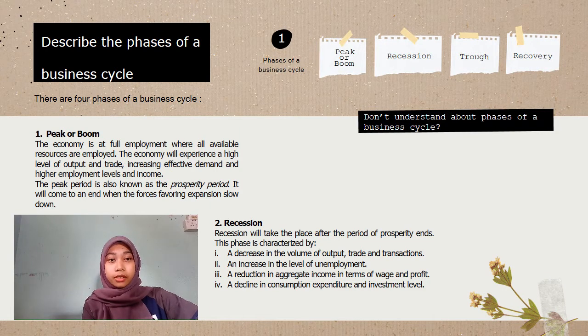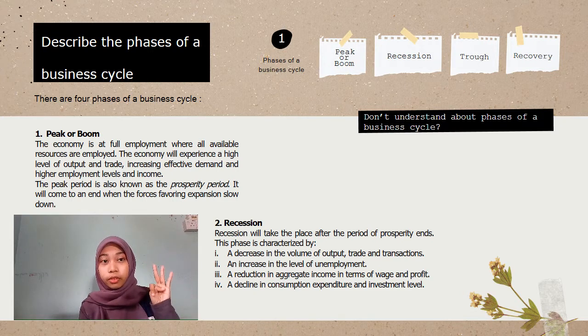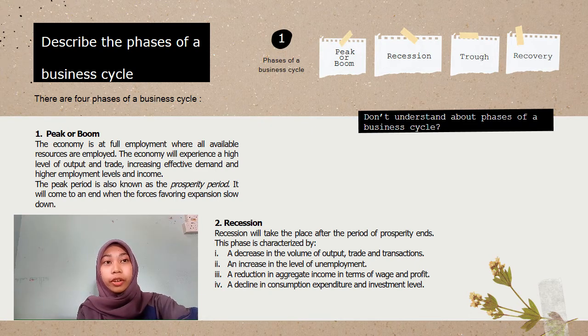Don't understand the phases of a business cycle? So, I am going to describe the phases of a business cycle. There are 4 phases of the business cycle, which are peak or boom, recession, trough, and recovery. For peak or boom, the economy is at full employment where all available resources are employed. The economy will experience a high level of output and trade, increasing effective demand and higher employment levels and income. The peak period is also known as the prosperity period. It will come to an end when the forces favoring expansion slow down.